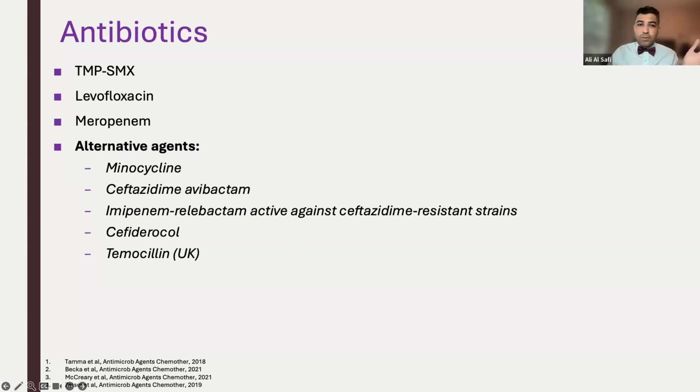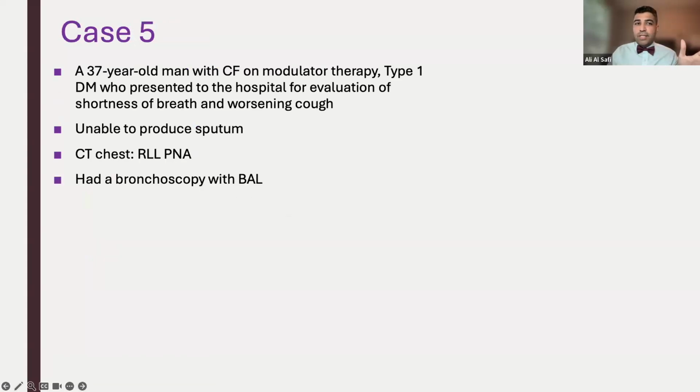And there are certain case reports where they also use adjuvant therapy with immune suppressants in addition to antibiotics. That brings me to case 5. A 37-year-old man on modulator therapy who has type 1 diabetes presented to the hospital for evaluation of shortness of breath and worsening cough. He's unable to produce sputum, and the CT chest showed right lower lobe pneumonia. So he underwent a bronchoscopy with bronchoalveolar lavage, and they sent cultures.